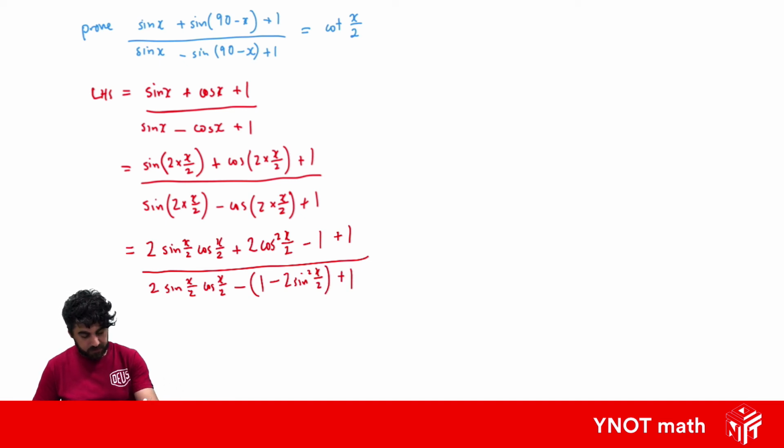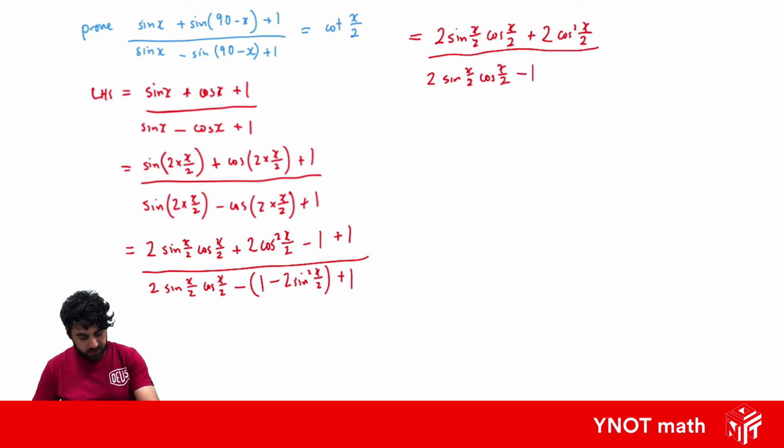So we can tidy this up a little bit. So let's just simplify a bit. So we'll have 2 sine of x over 2 cos x over 2 plus 2 cos squared x over 2, and minus 1 plus 1 will cancel out. All over 2 sine x over 2 cos of x over 2 minus 1, expanding the minus, plus 2 sine squared x over 2 plus 1, and the minus 1 and plus 1 will cancel out here.